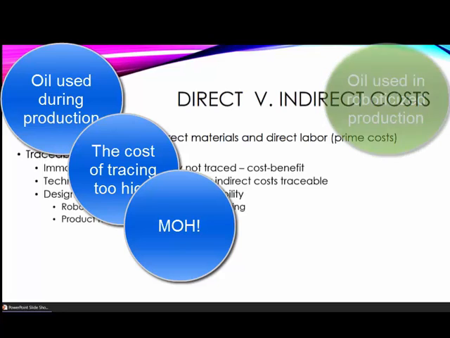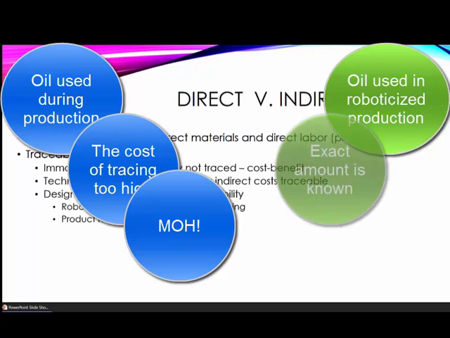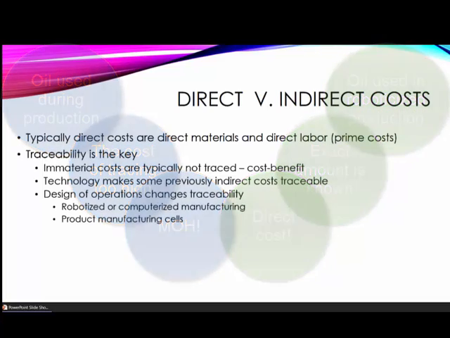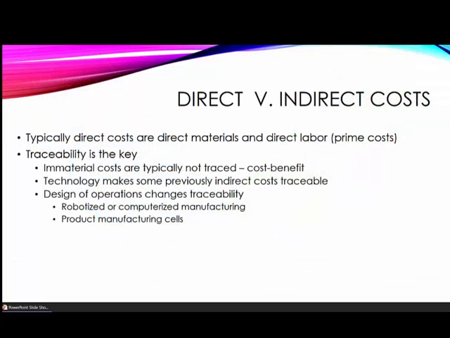On the other hand, if we're in a roboticized factory and there is a robot that is programmed to spray exactly a certain amount of oil into the pan and is going to do it exactly the same way every time, then that's traceable. That would become part of the recipe or the direct materials list. It's traceability, right? It's the same example, but it's traceable in one case, not traceable in the other. That's because technology makes some of those previously untraceable costs traceable all of a sudden. The other thing is manufacturing cells.